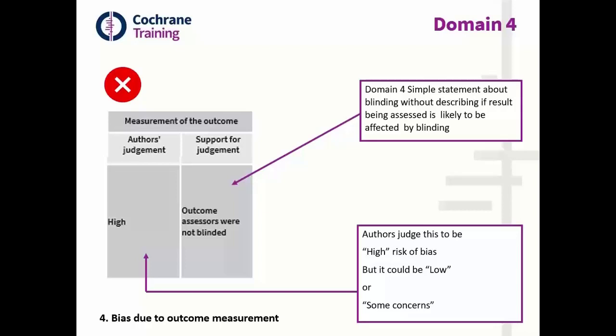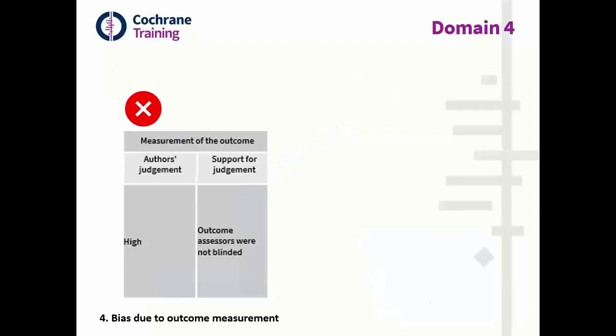For domain 4, because this domain does talk about blinding, we often see this rated as high risk of bias because the outcome assessors weren't blinded. And again, we think that authors aren't going through all of the signalling questions, and the judgment doesn't reflect the bias in the trial associated with the result.